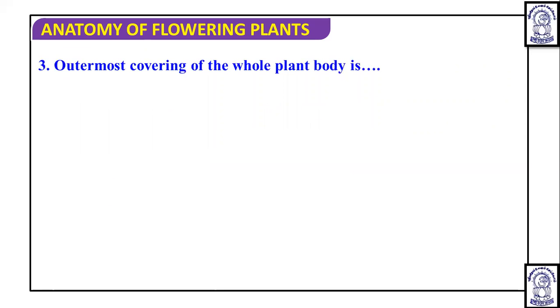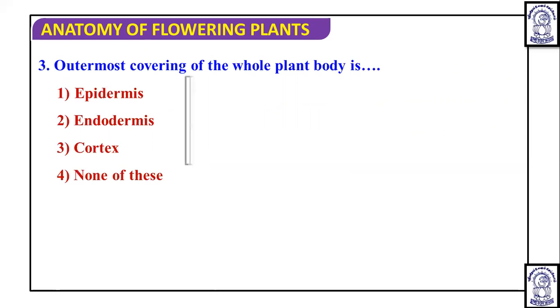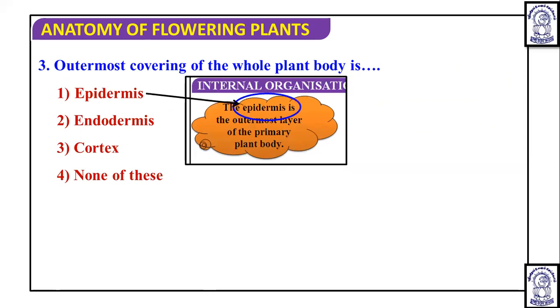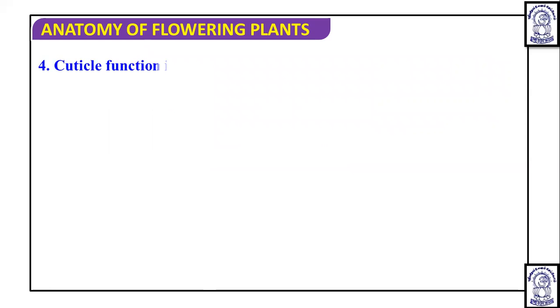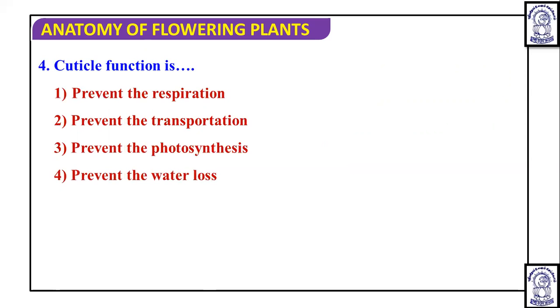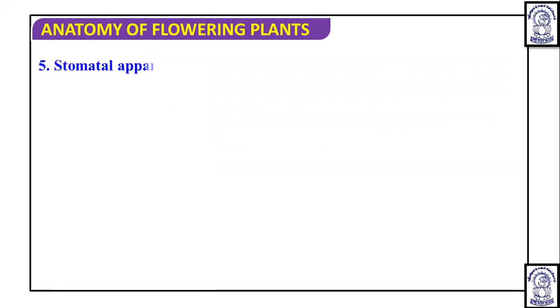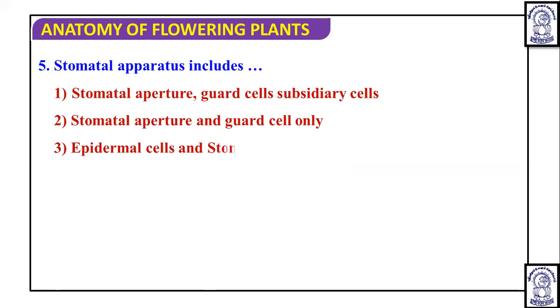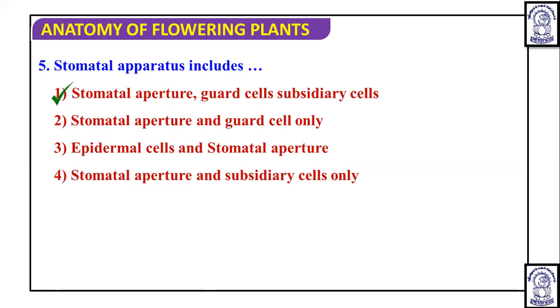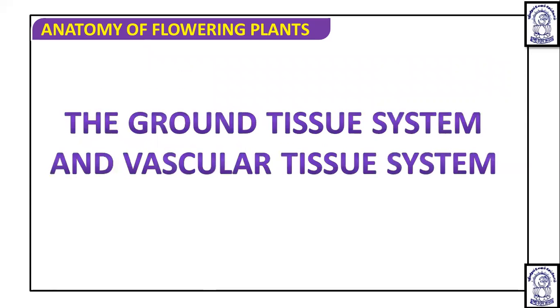Now, the outermost covering of the whole plant body is obviously going to be the epidermis. The cuticle's function is that it prevents the loss of water, that is, transpiration, because it is impermeable to water. If we talk about stomata, the stomatal apparatus, as we have just discussed, includes the stomatal aperture, guard cells, and subsidiary cells. So according to this, the first option is the correct one. So until now we have discussed the epidermal tissue.